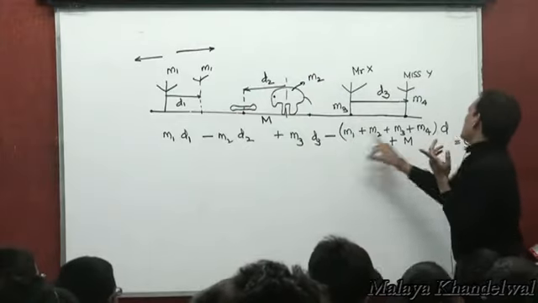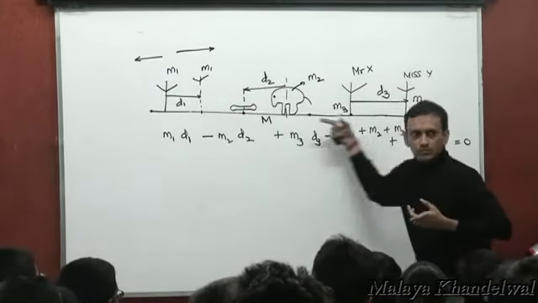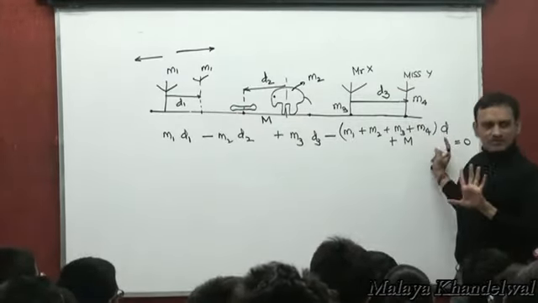The reason I assign a minus sign is that if D turns out to be positive, then it's indeed like this. If D turns out to be negative, it's like this. That's the reason. But it does not matter.